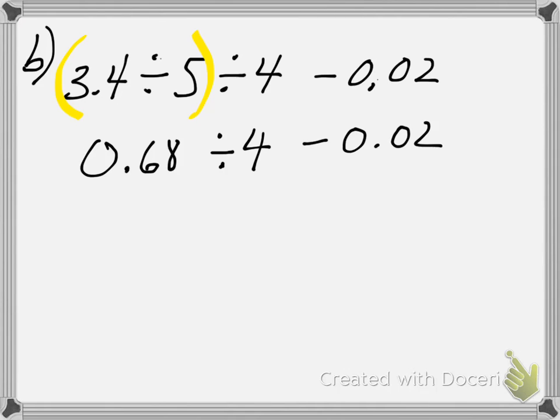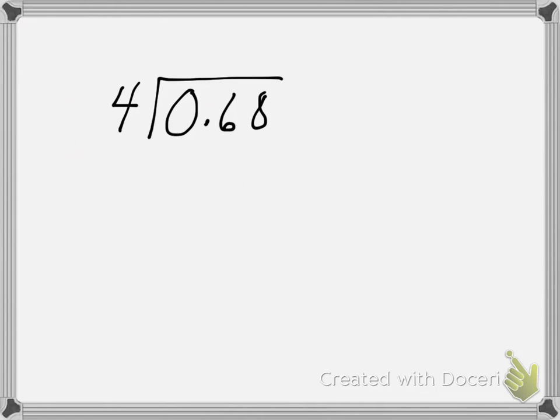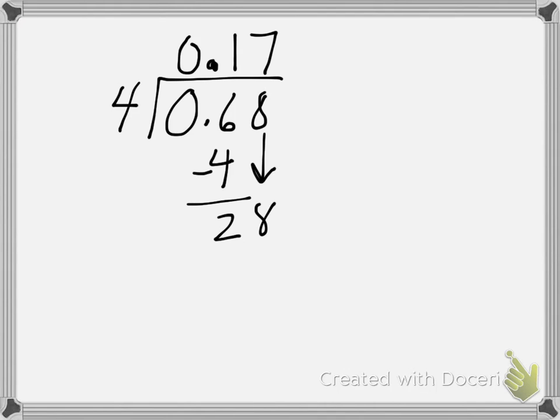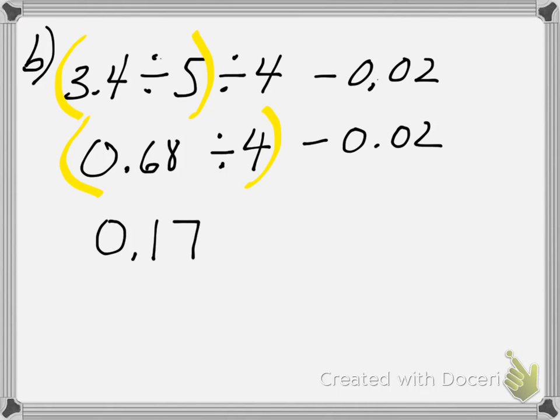And now we're going to go ahead and do the next division. So we have 68 hundredths divided by 4. So to do this, we just put our decimal point up, then 0 goes in 0 times, it goes into 6 one time. 1 times 4 is 4, it brings down a 2, and an 8, and 28 divided by 4 is 7. So we get 17 hundredths. So this equals 17 hundredths, then we bring down what we haven't used yet. So we have 17 hundredths minus 2 hundredths.